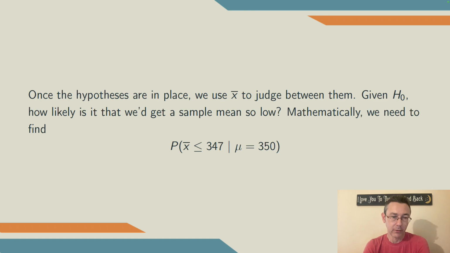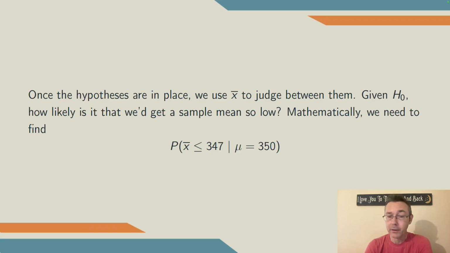Once the hypotheses are in place, we use x bar to judge between them. In other words, we use the sample data to judge between statements about the population parameter. But more specifically, given H naught, we ask how likely is it that we would get a random sample mean so low? Mathematically, that means computing the probability that x bar is less than or equal to 347 given the population mean of 350.